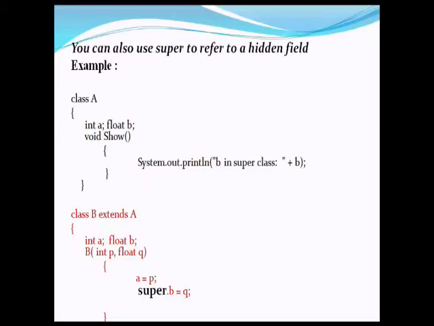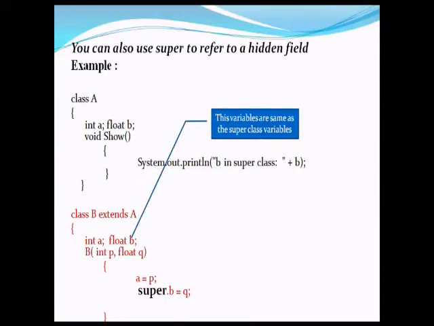The first use of keyword super is to access the hidden data variables of the superclass hidden by the subclass. As in this example, suppose class A is the superclass that has two instance variables as integer a and float b. Class B is the subclass that also contains its own data members named a and b. Then we can access the superclass variables a and b inside the subclass B.